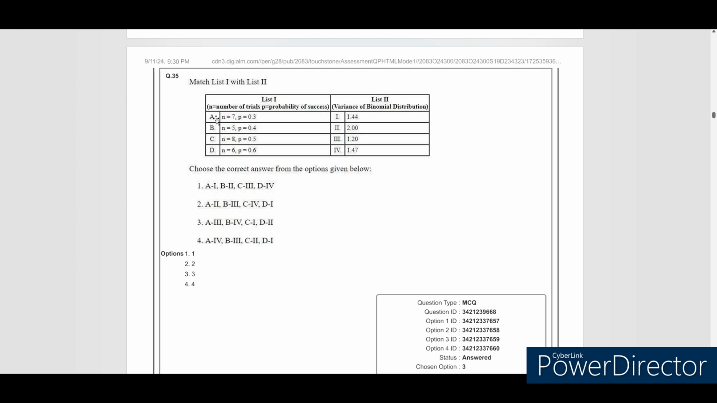If you calculate NPQ, you don't need to calculate for all the options, because they have given different options, A1, A2, A3 and A4, right? You just need to calculate for option A. What will be NPQ? 7, that is N, multiplied by P, that is 0.3, multiplied by Q, that is nothing but 1 minus 0.3, that is 0.7. So 7 into 0.3 into 0.7. The answer will be 1.47. So if you can solve only one option, you don't need to look at the other options, right? This is something I can solve and I know this answer will be correct.